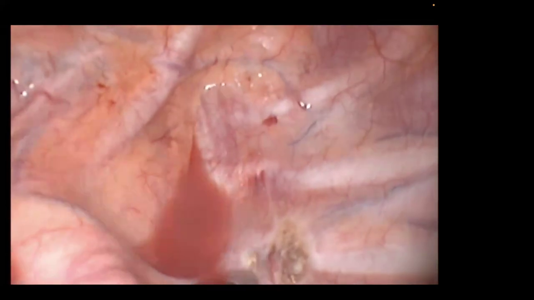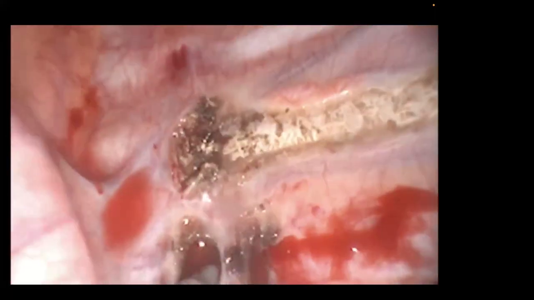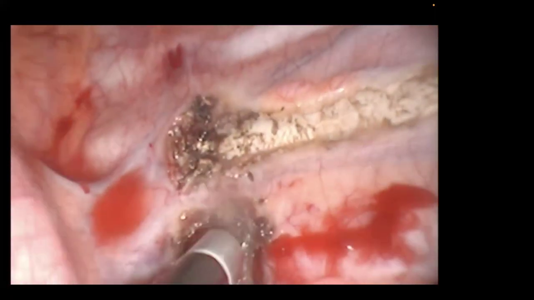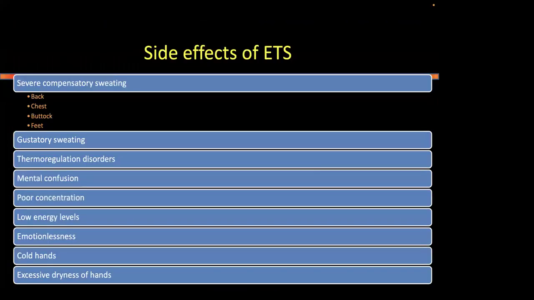So the patient used to have dry hands immediately, but at times they would have lots of side effects, like severe compensatory sweating over the back, chest, buttock, and the feet, and gustatory sweating. Like they have embarrassing sweating, and the face becomes red whenever they eat something spicy or sour. Severe thermoregulatory disorder, mental confusion, poor concentration, low energy levels, emotionlessness, cold hands, excessively dry hands.